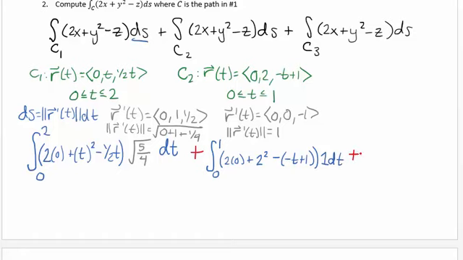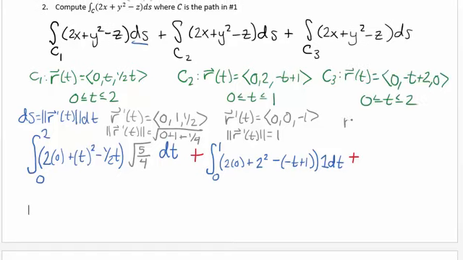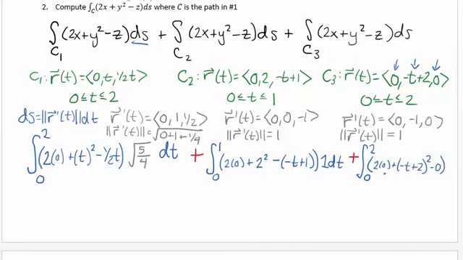And then the last piece, if I can squeeze this on the screen here, I need to do C3. So I need my path for C3. So here's my path for C3. R prime in this case comes out to be 0, -1, 0. And the magnitude of r prime is again just 1 here. And so that last integral, we're integrating from 0 to 2, converting the function 2x plus y squared minus z by plugging in the components from the path. That's 0, -t plus 2, and 0. And then I have 1 dt.